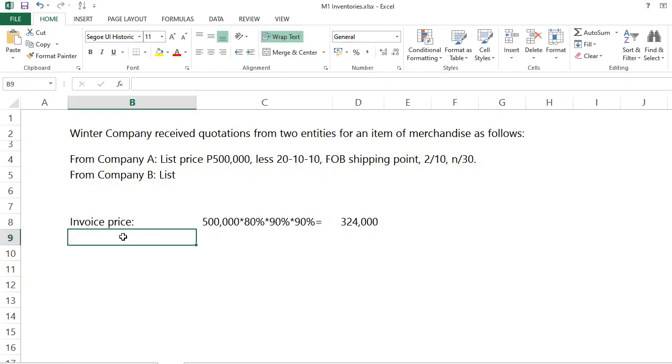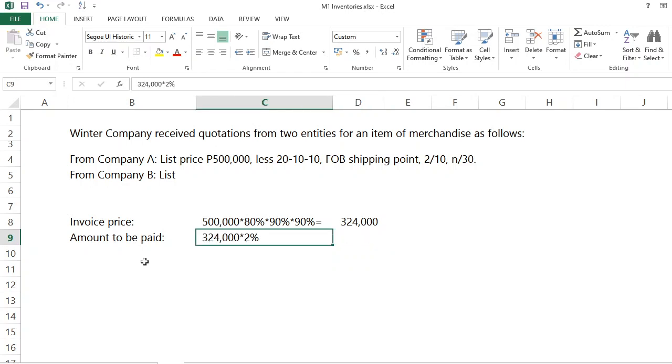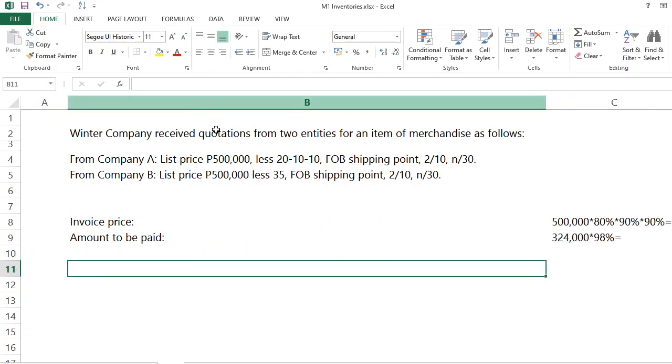Okay. And the amount to be paid is your simple 324,000 times the discount of 2%. And how much is that? 324,000 times 2%, that's 6,480 nga discount, right? So, 6,480, i-deduct na siya kang 324, so you will have your 317,520. Pero para mas dali, 324 times 100% minus 2%, that's 98%, and that is still 317,520.